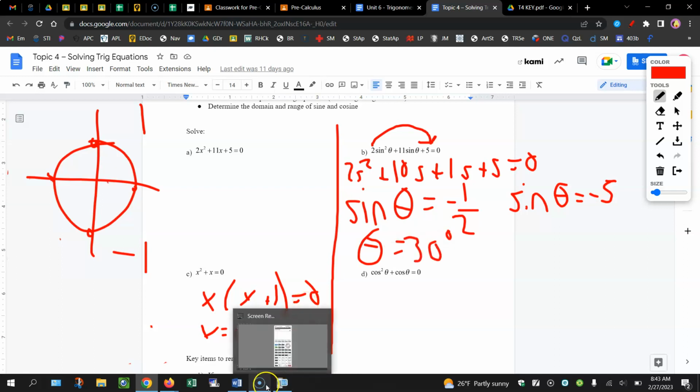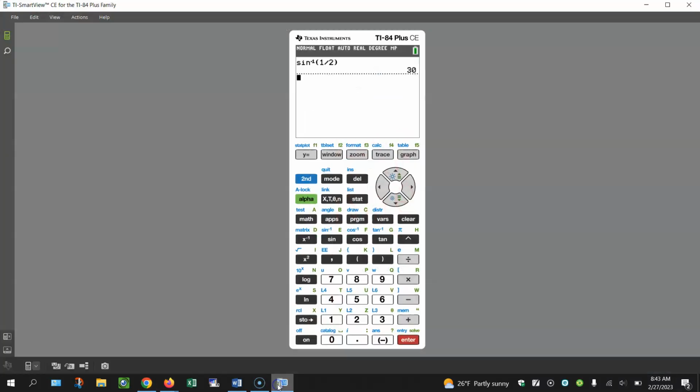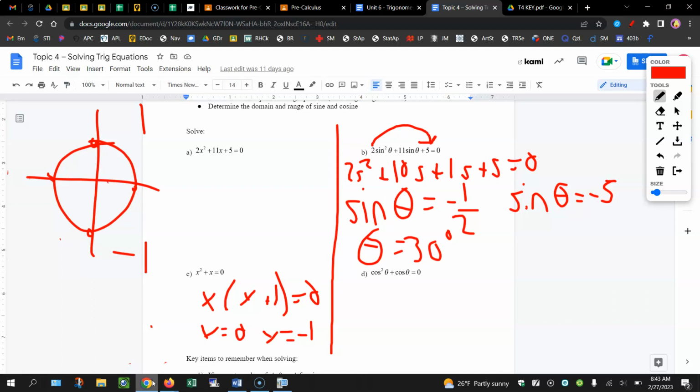And if we go back and do the same thing here, inverse sine of 5, again, we're not typing in the negative, we're going to get an error. It says error domain. Essentially, sine has to be between -1 and +1, and -5 is not. So this is not going to give us any solutions.